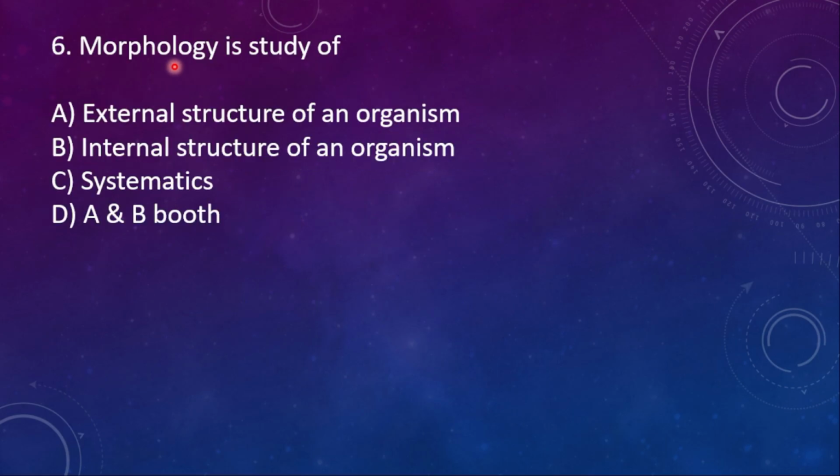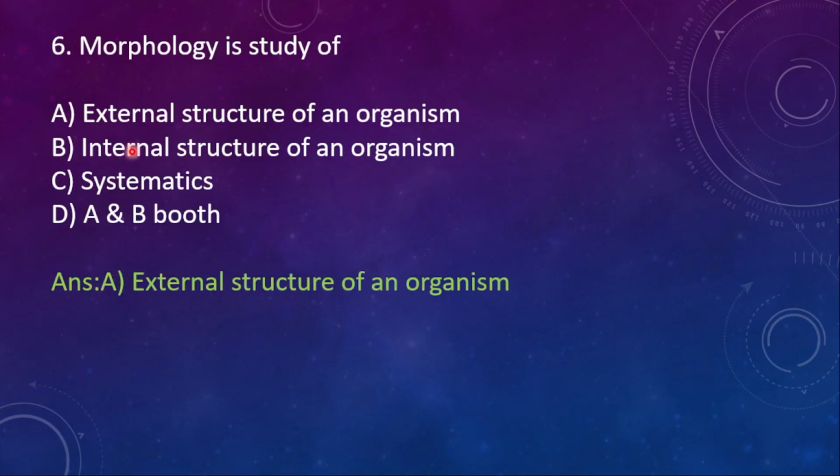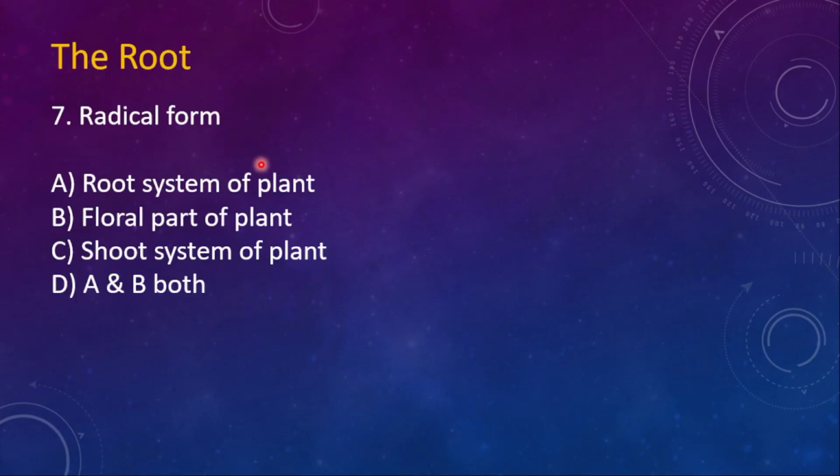Question number 6. Morphology is the study of option A external structure of an organism, option B internal structure of an organism, option C systematics, and option D A and B both. So for this the answer is A. External structure of an organism is called morphological study, internal structure is said to be anatomical study. So the first part of the plant, that is the root.